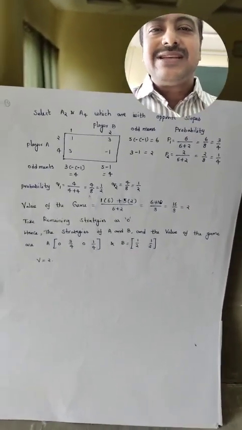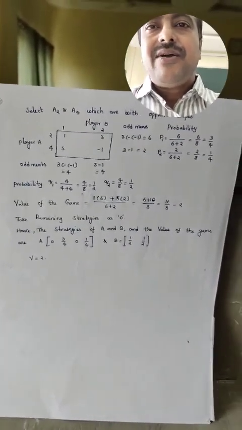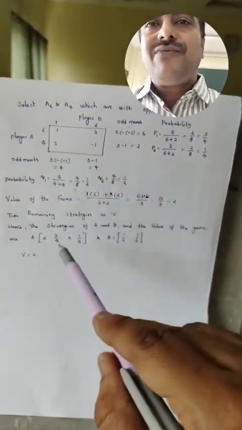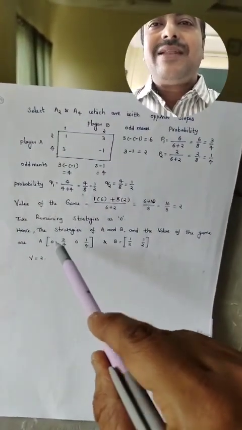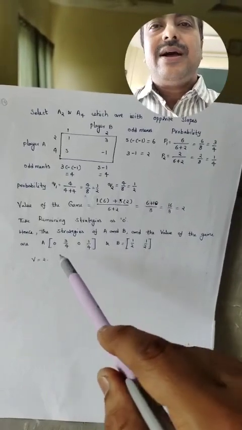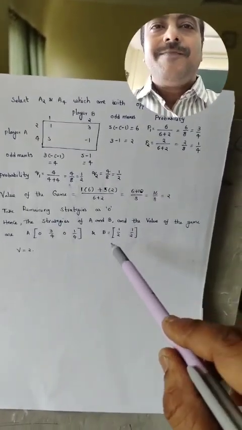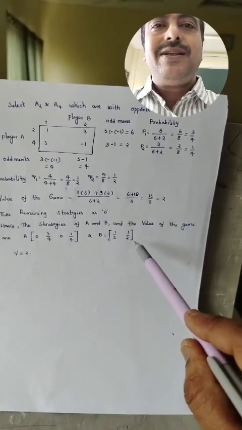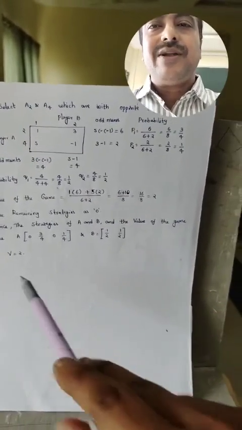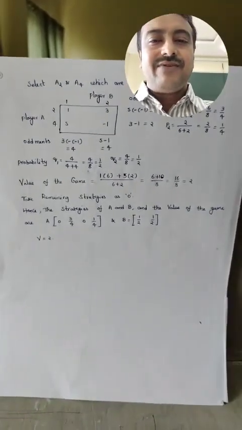Here, as A has 4 strategies, only 2 and 4 are there, and the remaining are taken as 0, and their probabilities are taken. And for B, the two optimal probabilities are 1 by 2 and 1 by 2, and V is equal to 2, which is the value of the game.